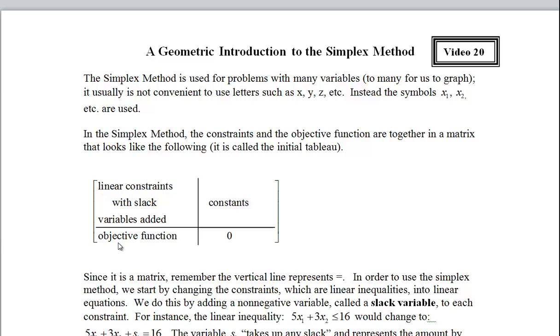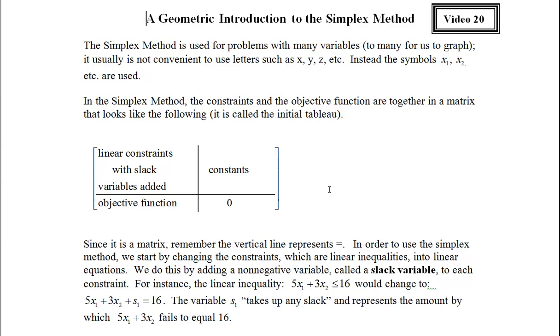My objective function is going to be at the bottom of the matrix below the horizontal line. So these lines we do put in. To the right of this vertical line, all we have are numbers, or constants. Now, since it is a matrix, remember the vertical line represents equals.